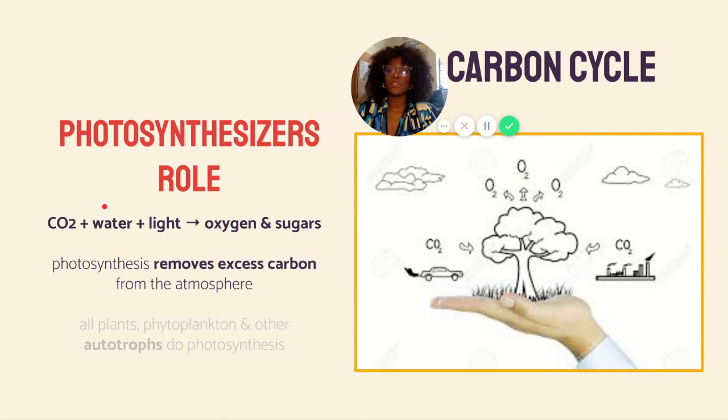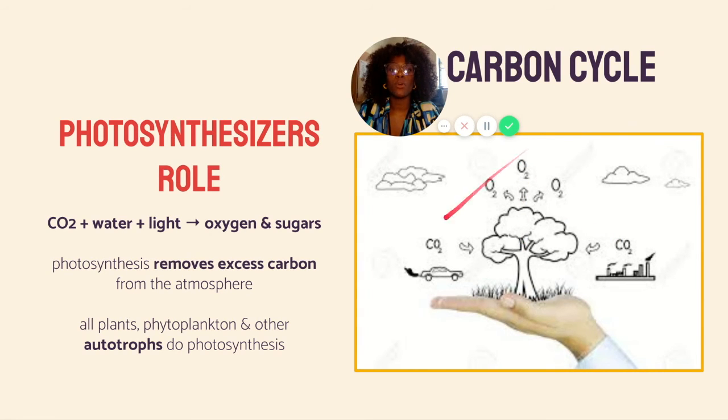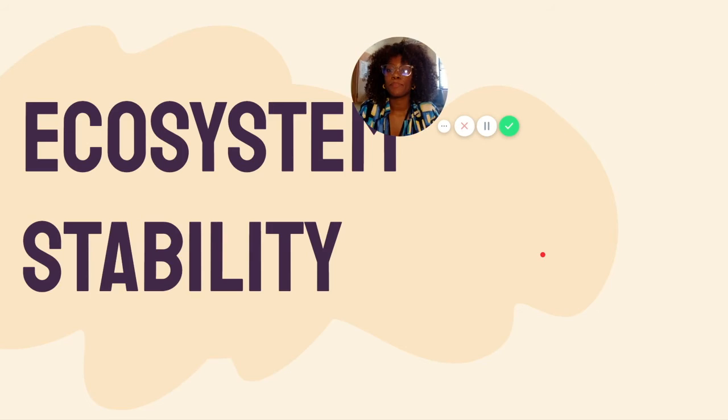So photosynthesizer's role: carbon dioxide plus water plus light is going to produce oxygen and sugars. So photosynthesis actually removes excess carbon from the air. As you can see, CO2 is going into the plant, and what comes out? Oxygen. So as organisms do photosynthesis, they're taking in carbon dioxide.